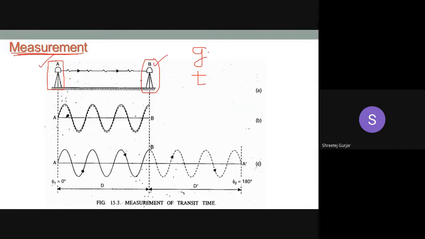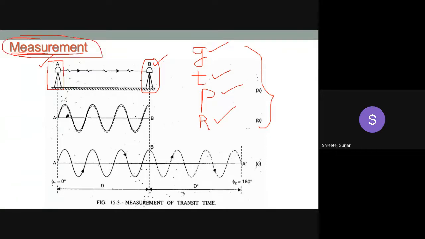So we have generation of the wave, then transmission, propagation of the wave, and then receiving of the wave. All these come under the same part. First generation of wave, transmission, propagation, and then receiving. All this process is what is done in the measurement.